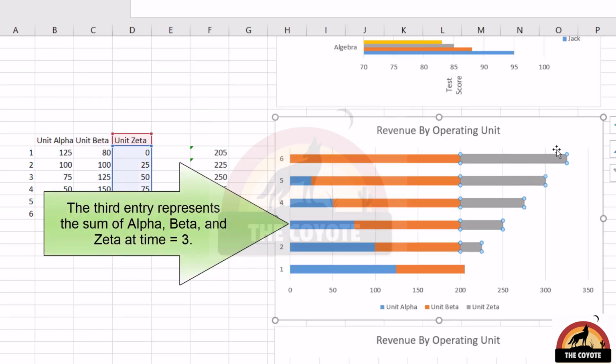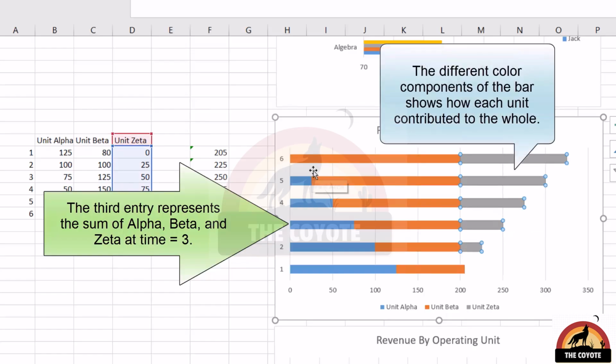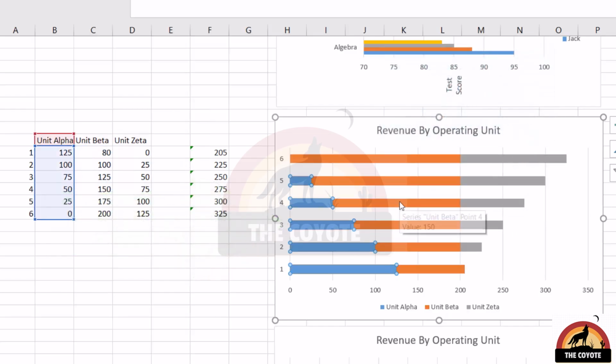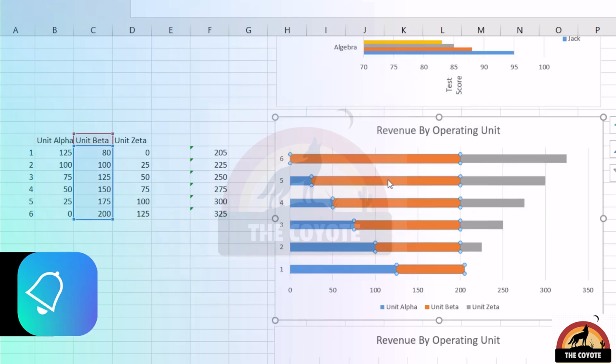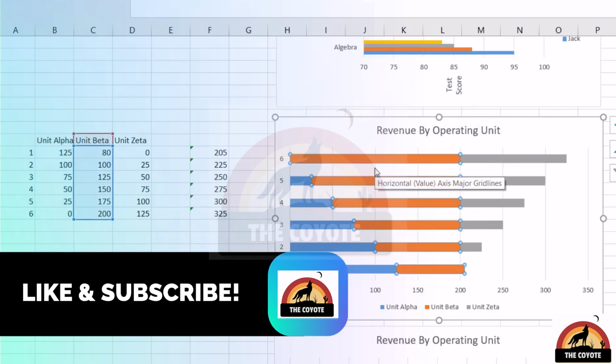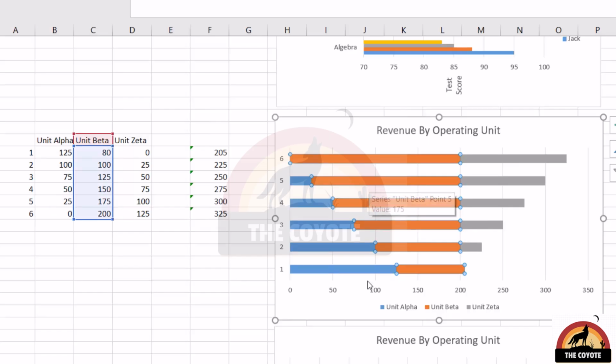Not only do you see how the total revenue is changing based upon the full length of the line, but you can also see the contribution from each of the underlying segments based upon the color component of the line. In this example, you can see that unit beta has varied somewhat, increasing its component over time, while alpha and zeta have basically replaced each other, resulting in somewhat steadily increasing revenues.